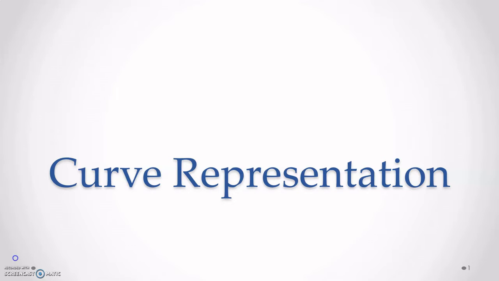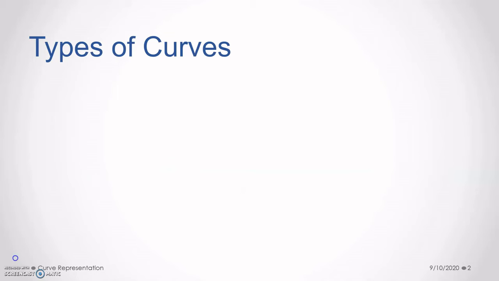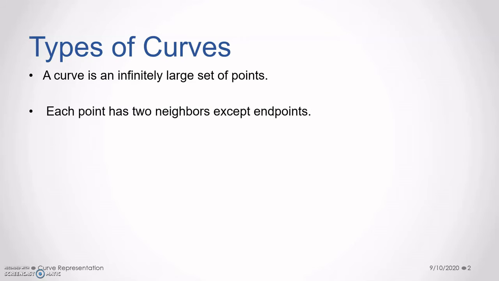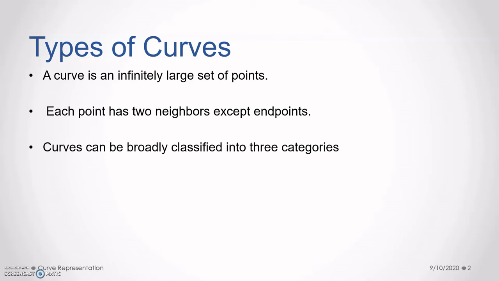There are different types of curves in 3D. A curve is an infinitely large set of points. Each point has two neighbors except the endpoints. Curves can be broadly classified into three categories: explicit, implicit, and parametric curves.